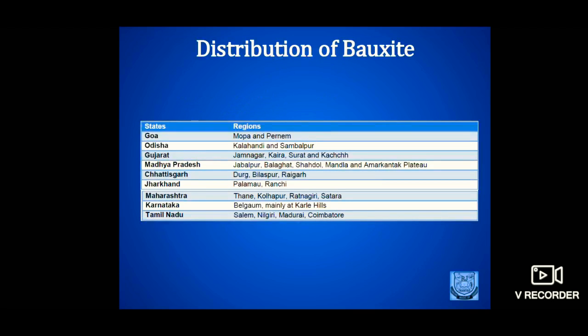Let us discuss the distribution of bauxite. Again, bauxite is highly distributed in the state of Madhya Pradesh. Then comes Chhattisgarh, apart from that Jharkhand. So very importantly, go through this tabular column of the states and its locations.